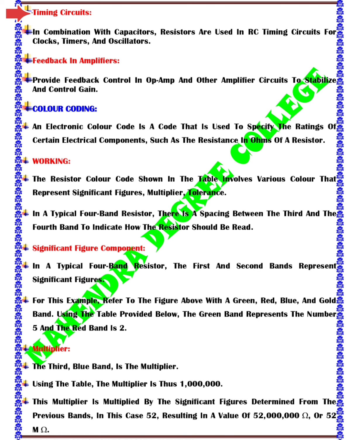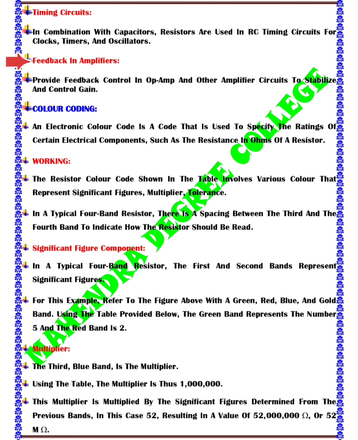Seventh one, timing circuits. It means resistors in timing circuits, particularly in combination with capacitors, meaning RC circuits, are crucial for controlling the rate at which a capacitor charges and discharges. This rate, which determines the timing, is directly related to the resistance and capacitance values, affecting applications like generating pulses, creating delays, and making oscillators.